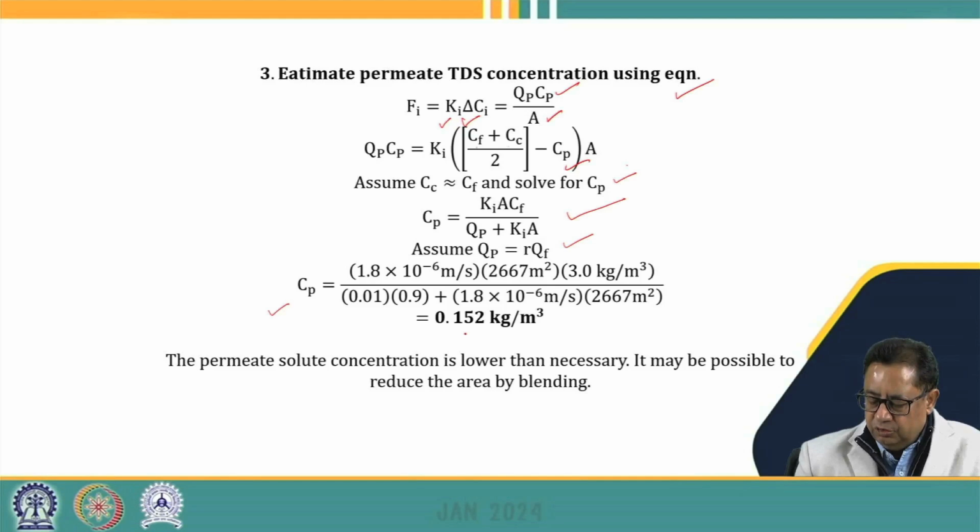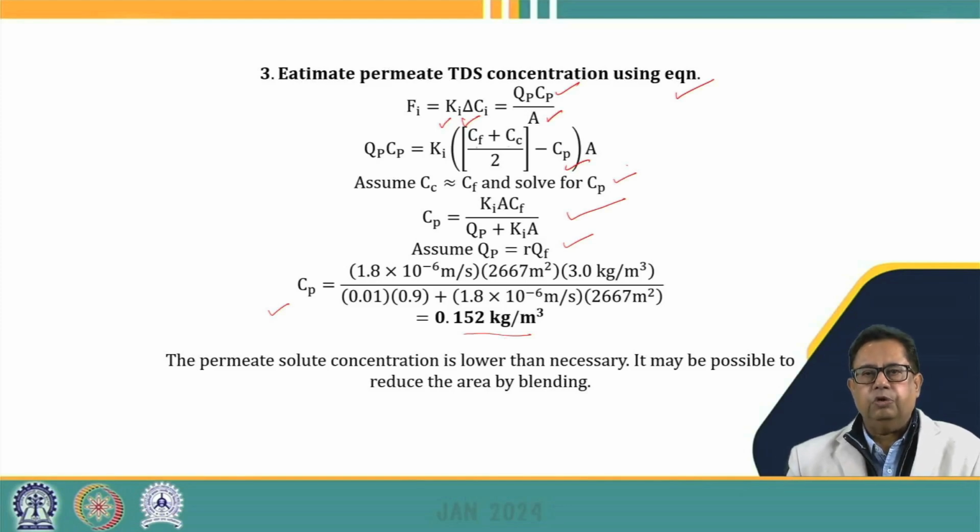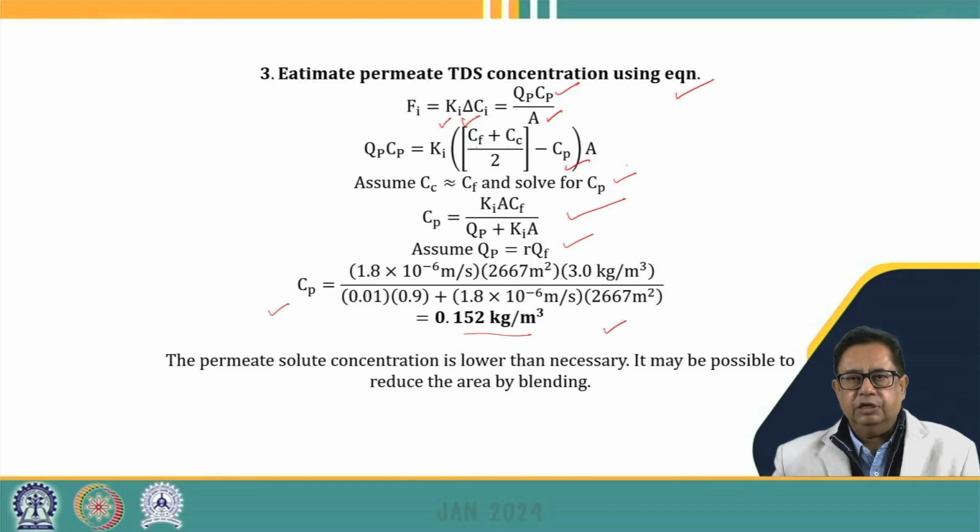We get a value of around 0.152 kgs per cubic meter from here. This concentration of permeate should be less than 200 grams per cubic meter, and it is less than 200 grams per cubic meter. So we can also go for blending with the water further, so that we can further reduce the area. But it is okay that we are getting the concentration of TDS less than 200 grams per cubic meter.